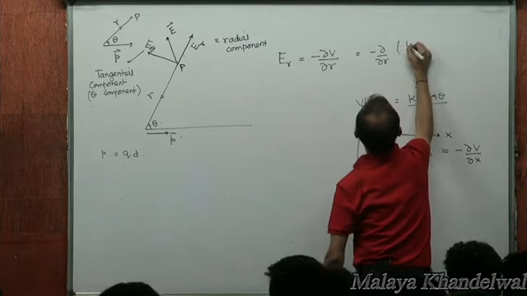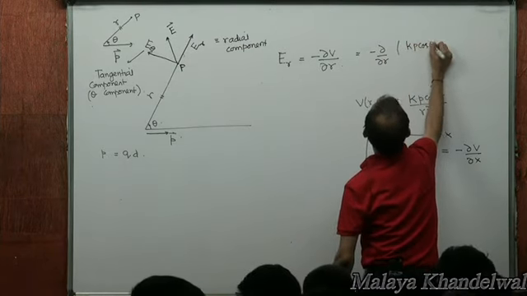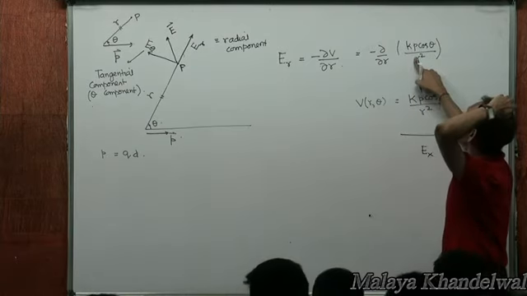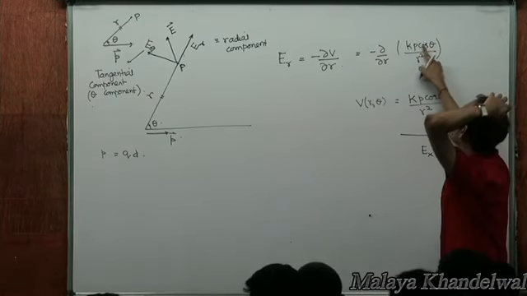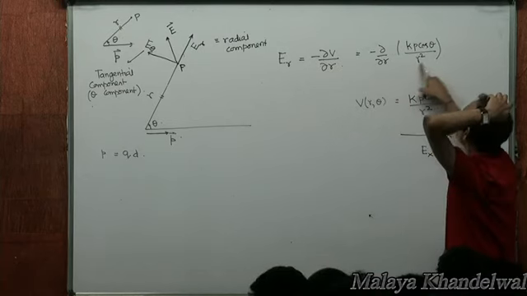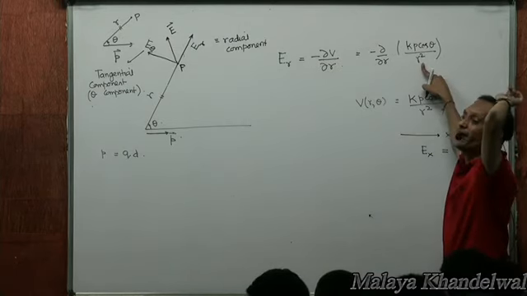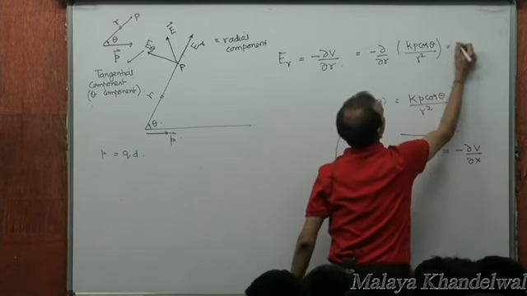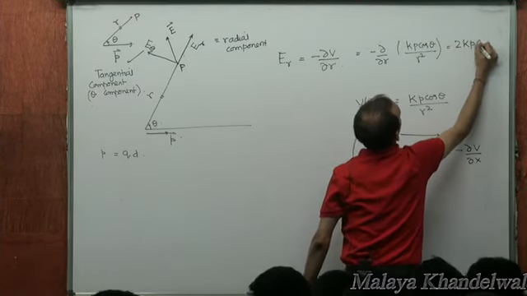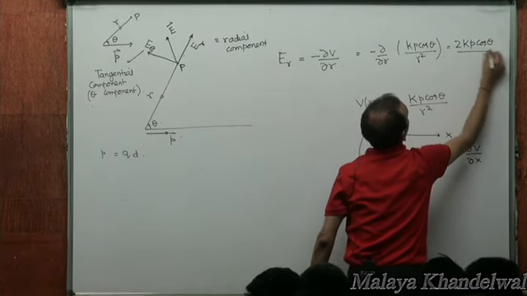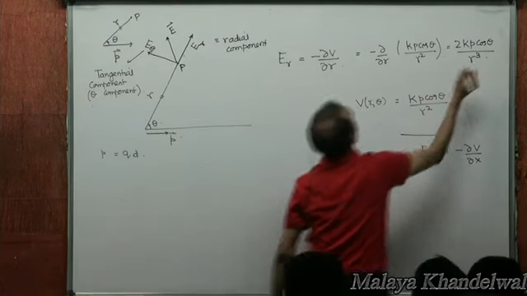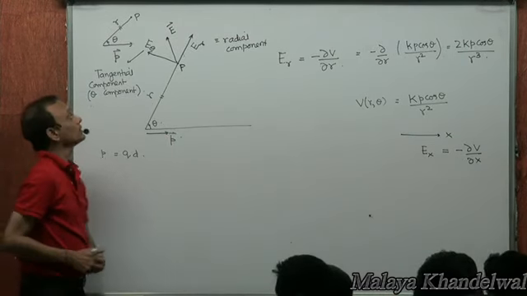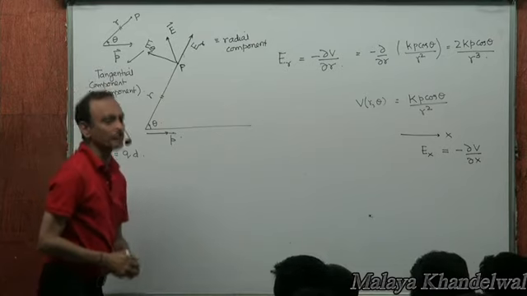V is Kp cos theta by r squared. Differentiate this with respect to r, keeping theta constant. So Kp cos theta comes out. If you differentiate 1 by r squared, you get 2 by r cubed. So this is like 2 Kp cos theta by r cube. That's the radial component of the electric field, right?